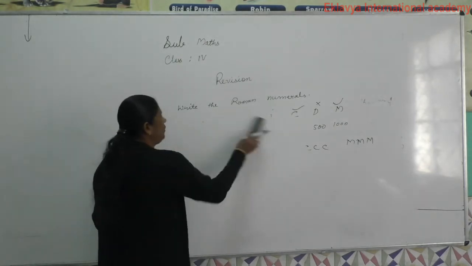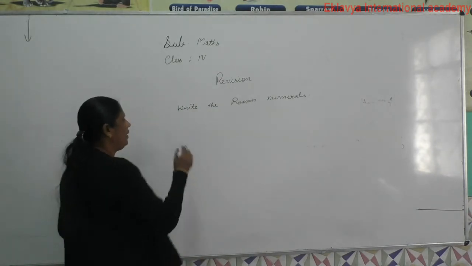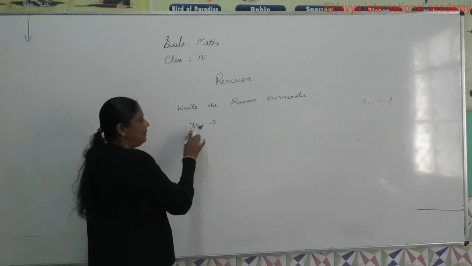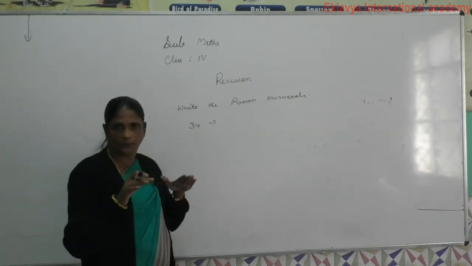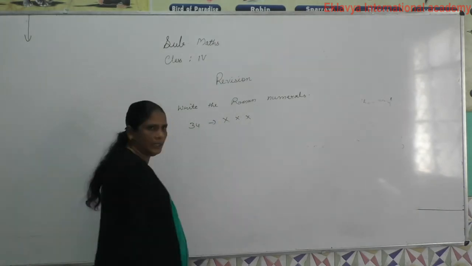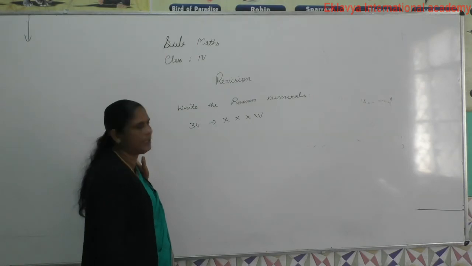Now we have to write this number in Roman numerals. Then 34. How to write it? 30 plus 4, 34. Therefore, XXX, 30, then 34. Understand?